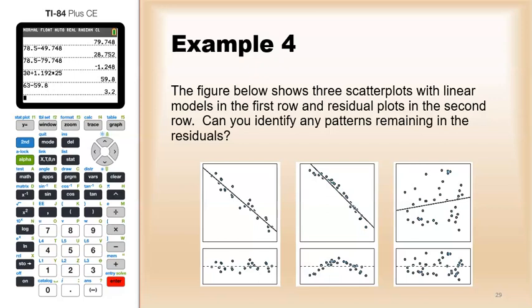Now, here are 3 graphs. The figure below shows 3 scatter plots with linear models. Can you identify any patterns remaining in the residuals? For the one on the left, nothing really stands out. This is the ideal, in that the points are randomly above and below a horizontal band. This is a good situation. This means that our line is going through the points pretty well. So a linear model is good.